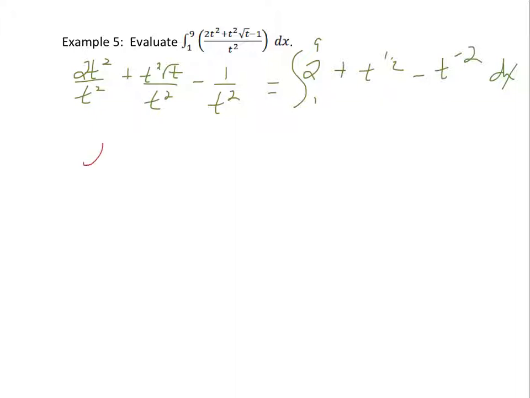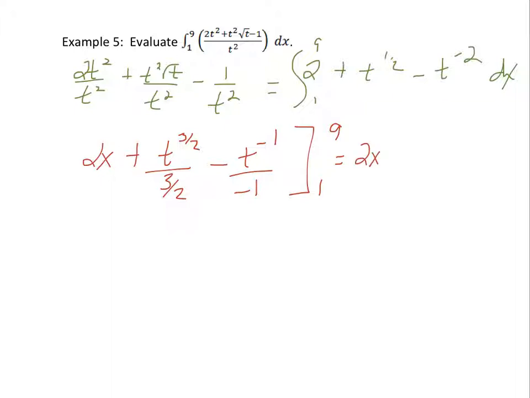The antiderivative of 2 is 2t. Of t to the 1/2 is t to the 3/2 over 3/2 minus t to the negative 1 over negative 1. And that's going to be evaluated from 1 to 9. And again, we can do some simplification here. So we have 2t plus 2/3, because when we divide by a fraction, we really multiply by its reciprocal, t to the 3/2 minus, or I'm going to make that plus, t to the negative 1. And that is from 1 to 9.